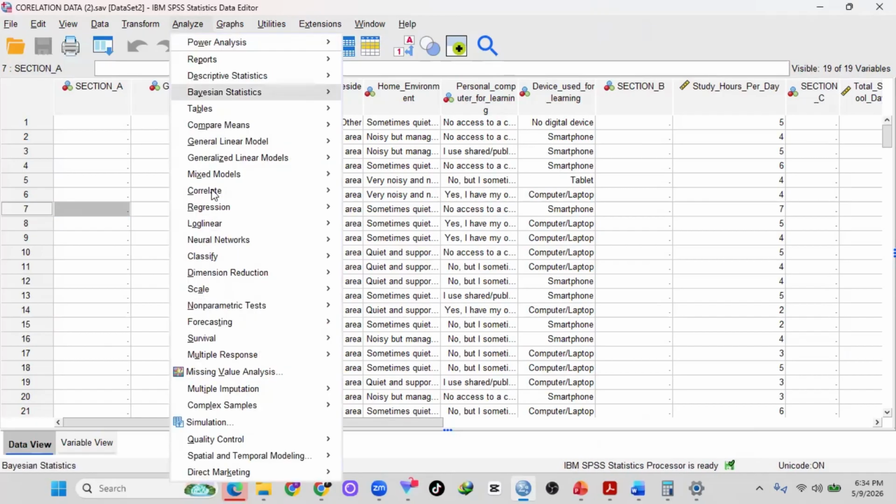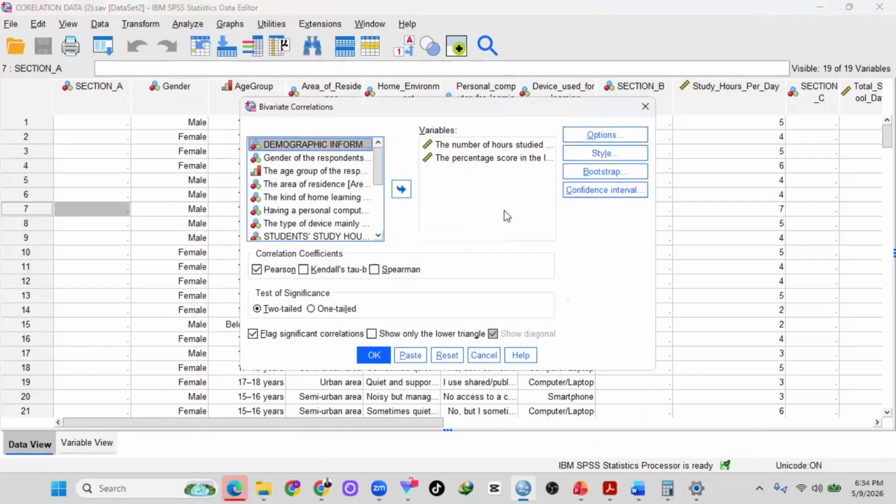I'm going to go to correlate. I'm going to go to bivariate. Okay, sorry, these ones were already there. Let me remove them. And then I'm going to put in this table the two variables that I want to run correlation analysis for.